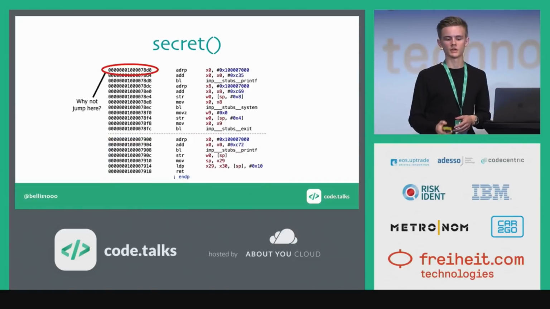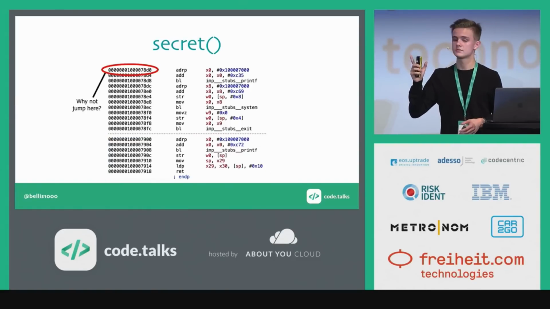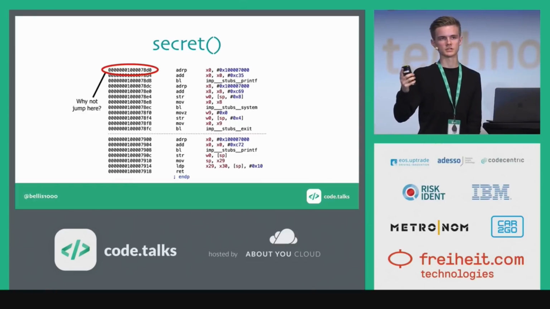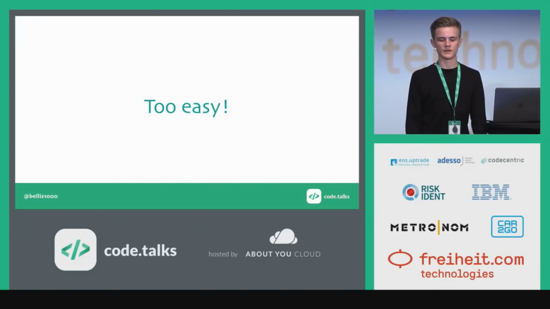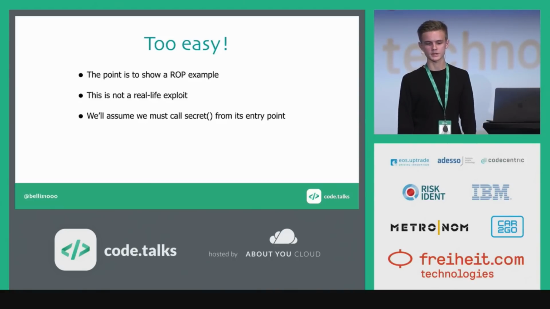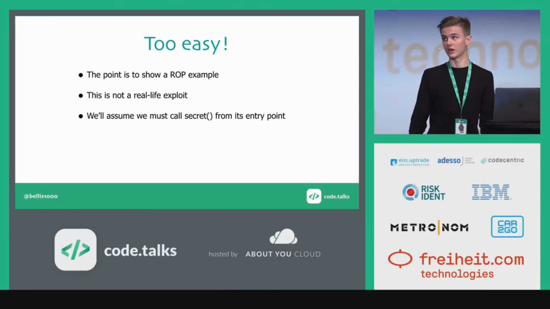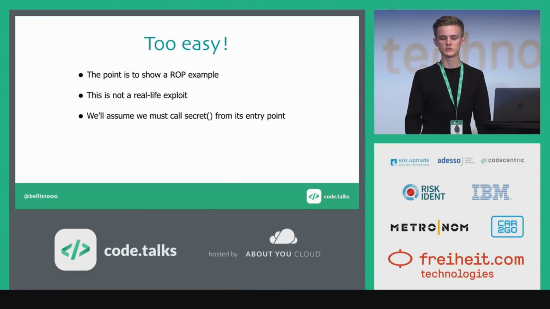Now, I know you're probably thinking, why not just jump here? Because you wouldn't even need a ROP chain to do that. You could just control code execution and jump straight there and get the root shell. But that's just too easy. The purpose of this is to demonstrate how a more complex ROP chain would work, so it's not actually a real-life exploit. Obviously, if you're doing this in real life, you would just do the easiest method. So we're going to assume we have to call secret from the actual entry point of secret.